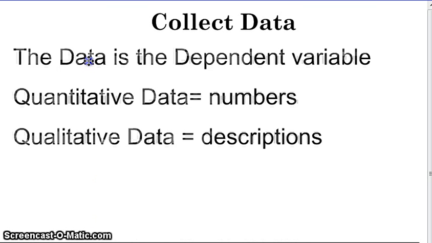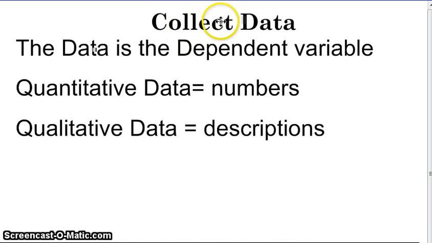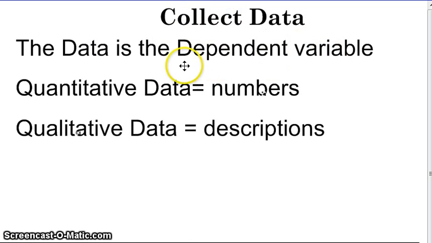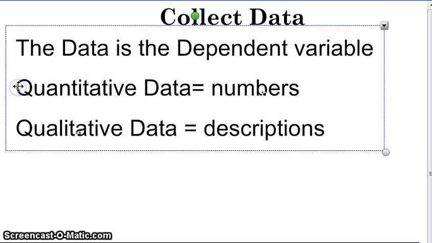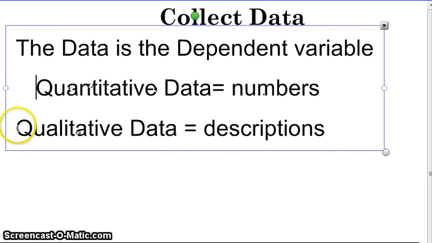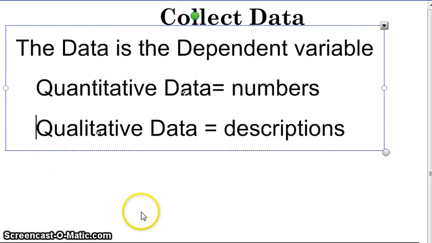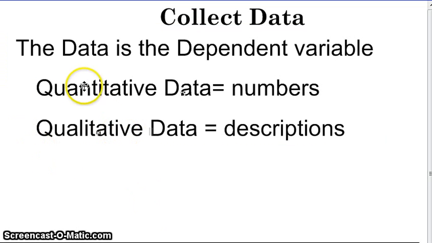Then we collect data. Remember, data is the dependent variable. Data is what you are measuring. In this case, grass growth. Data comes in two varieties. I really should indent these because these are types of data. There's qualitative data, which is descriptions, and there's quantitative data, like a quantity, which are numbers.